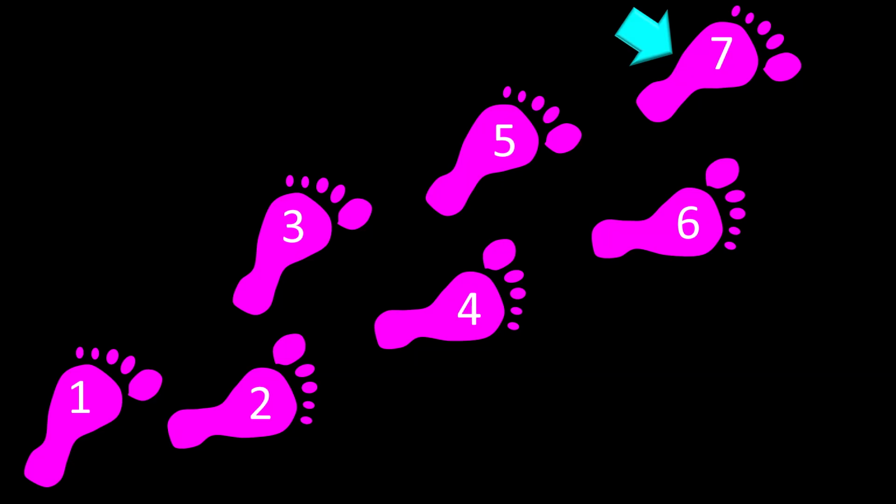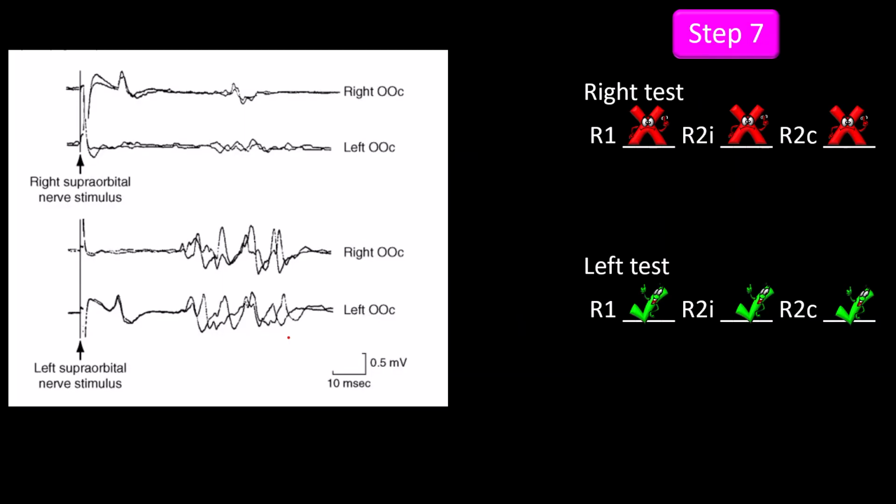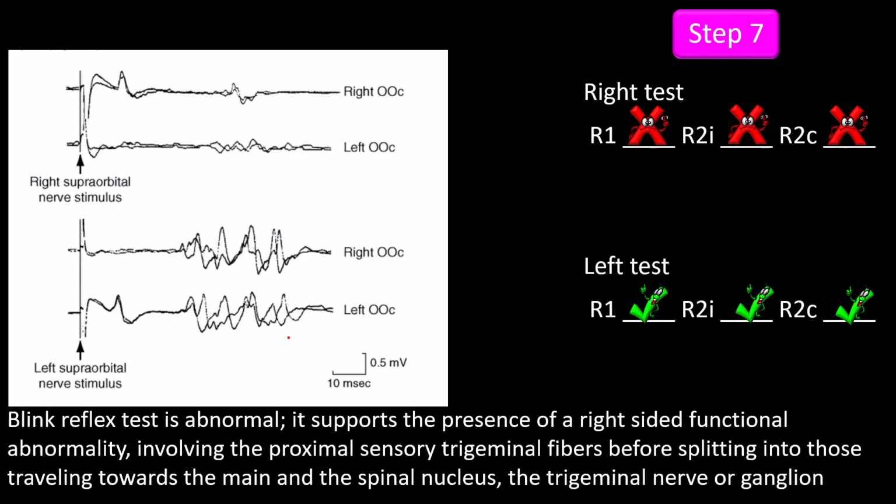Hence, we go to step 7. Step 7 consists of writing a report, which should state that blink reflex is abnormal. It supports the presence of a right-sided functional abnormality involving the proximal sensory trigeminal fibers before splitting into those traveling towards the main and spinal nuclei, the trigeminal nerve or ganglion.